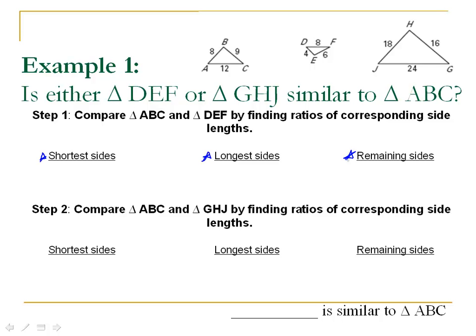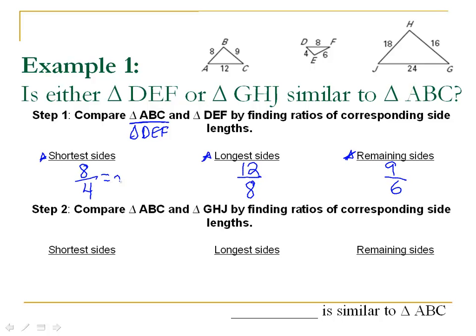So we need to do this by comparing triangle ABC and triangle DEF. We do that by finding ratios of corresponding side lengths. So for triangle ABC, my shortest side is 8. My longest side of triangle ABC is 12, and my other side is 9. And I'm going to make proportions for all of these. Okay, so I'm going to do triangle ABC to triangle DEF. So for triangle DEF, my shortest side is 4. My longest side is 8, and my remaining side is 6. And if we reduce this and get the same thing for all three, then it is proportional.